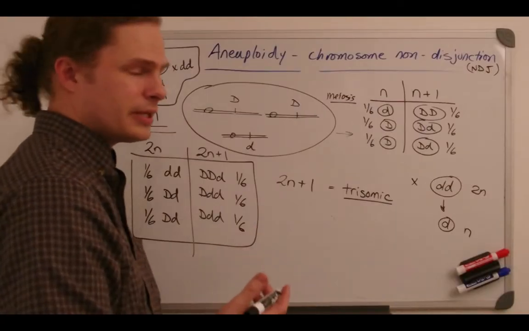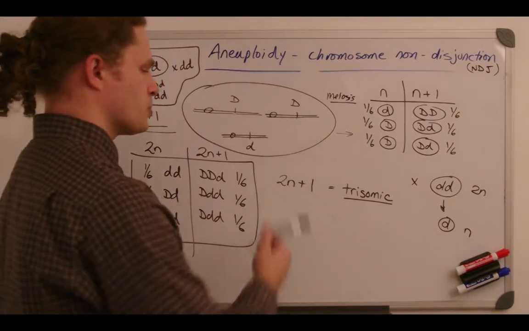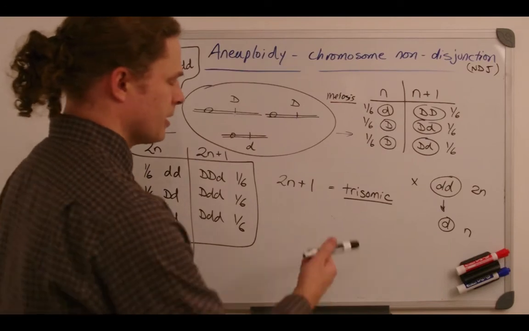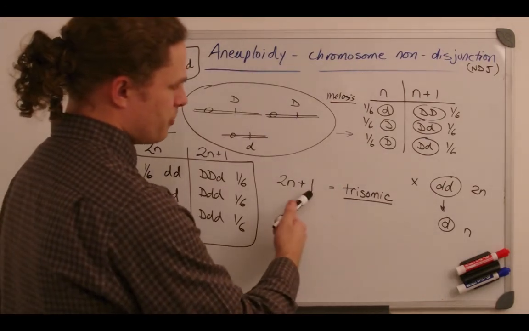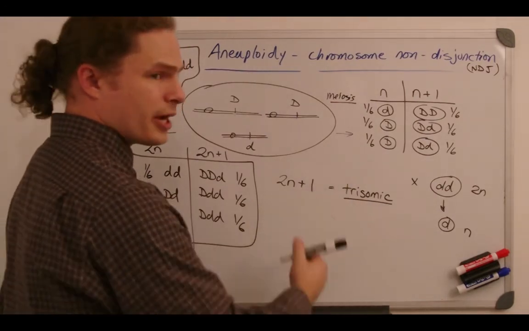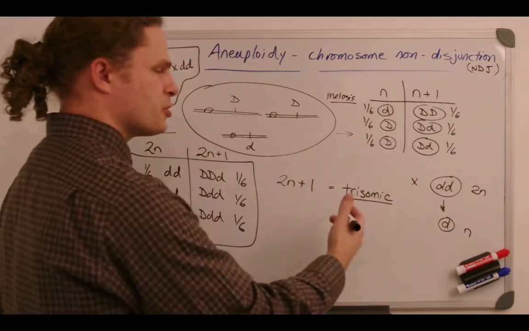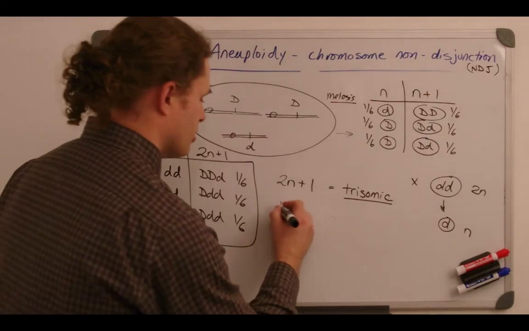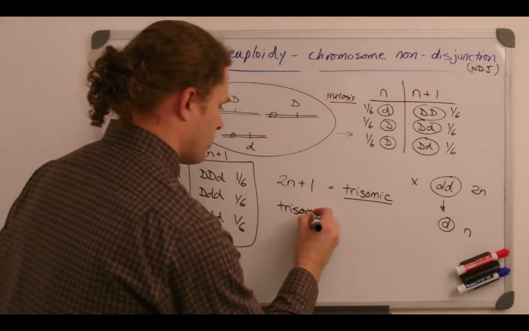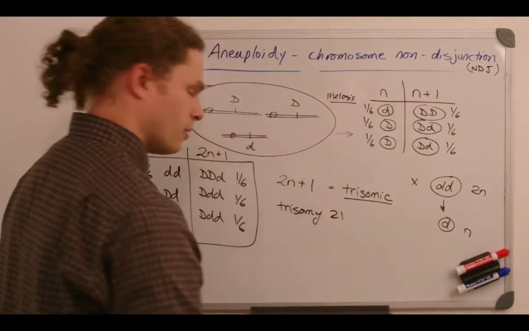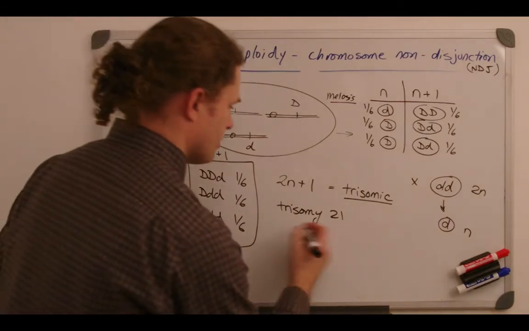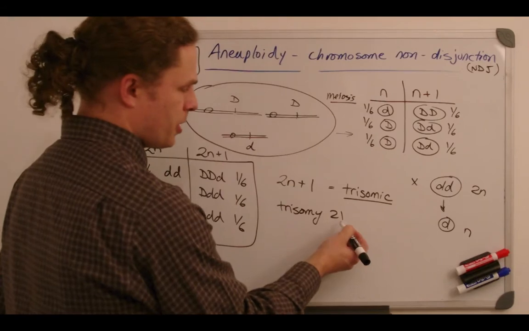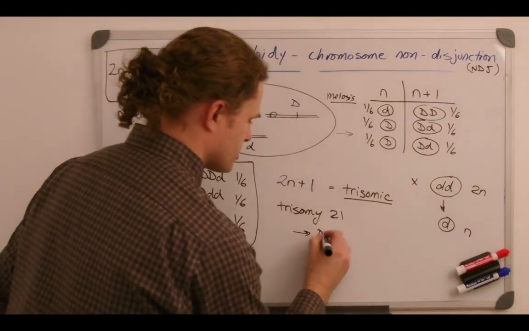You're probably familiar with at least one 2n plus 1 case, and it's a case in humans that you're most likely familiar with. The technical name for a 2n plus 1 situation is trisomy, or an individual who has a 2n plus 1 state is said to be trisomic. You're probably familiar with trisomy 21 in humans. This is 3 copies, or 2n plus 1, for chromosome number 21 in humans, and this is also known as Down syndrome.